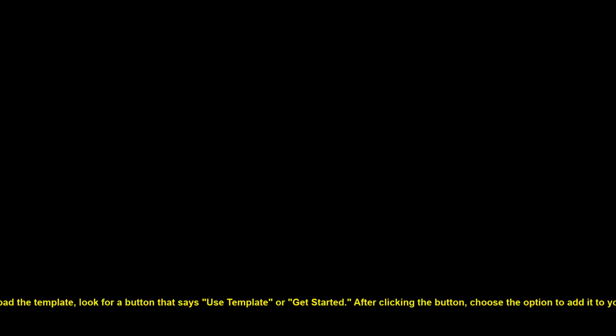Once you find a template you like, click on it to view more details. Review the details and features of the selected template. To download the template, look for a button that says Use Template or Get Started. After clicking the button, choose the option to add it to a board.